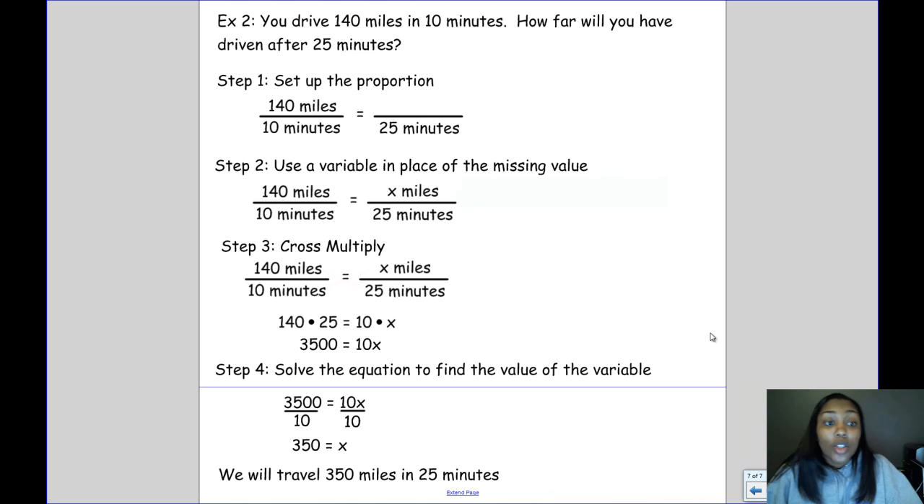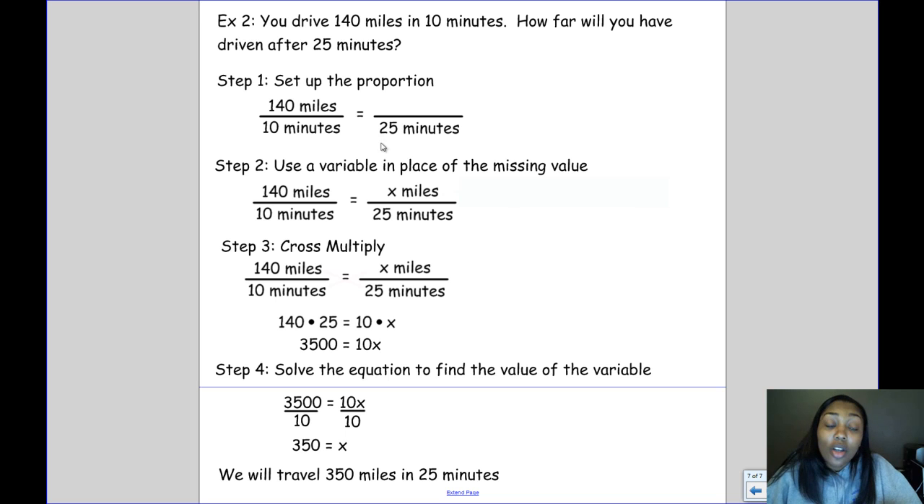So let's do this example. You drive 140 miles in 10 minutes. How far will you have driven after 25 minutes? So the first step is to set up our proportion. Our first ratio is 140 miles in 10 minutes. So we're going to set that ratio up over here.